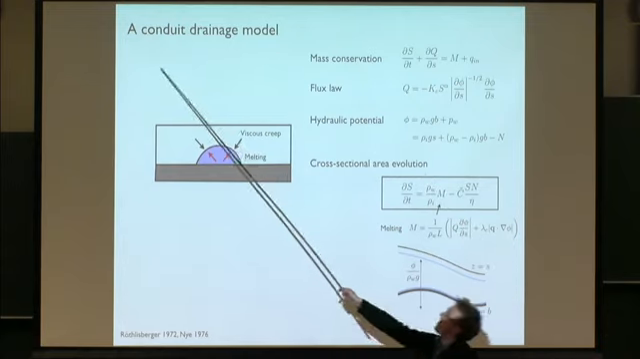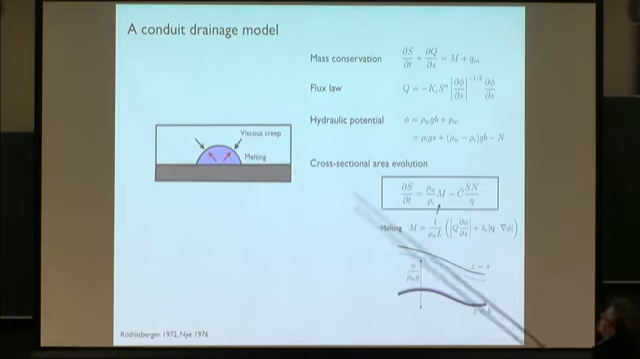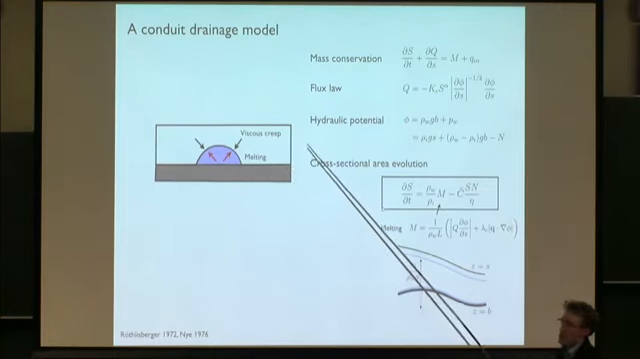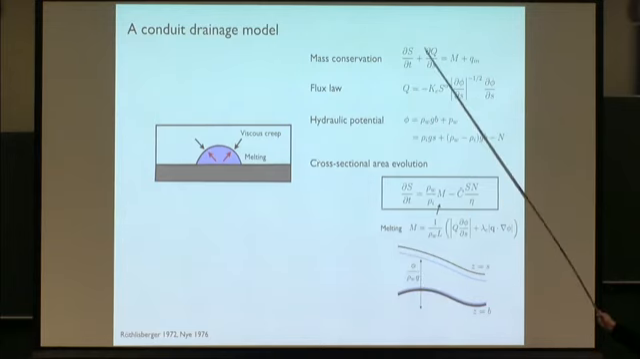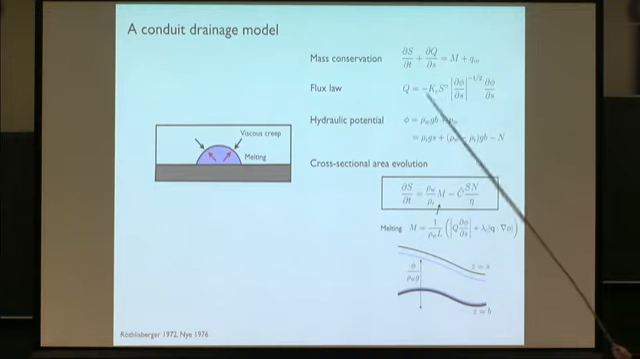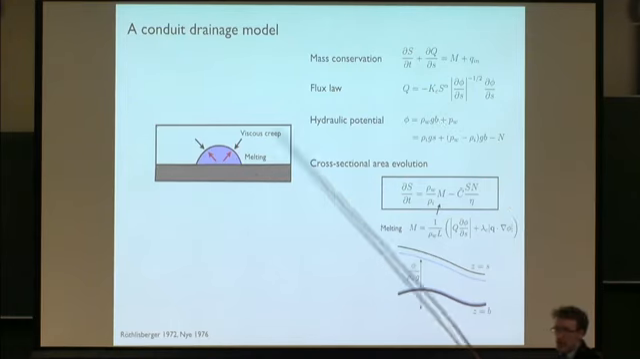Here is my model for how a conduit works. And so this is a conduit, and S is going to be the cross section of this conduit. And so I'm going to write down very similar laws here. Mass conservation is here, and then my flux law is now a representation of turbulent drag, because I'm assuming that these things are big enough that the flow in here is turbulent.